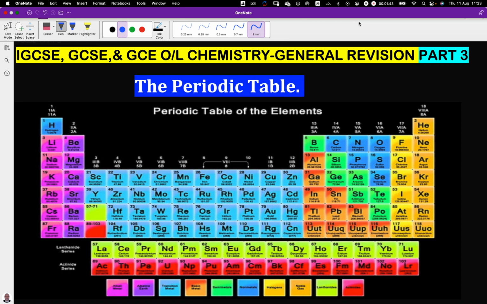We will discuss briefly on the transition metals. We will discuss on halogens, the group 7 non-metals or group 7 elements. And finally, we will discuss on the noble gases.